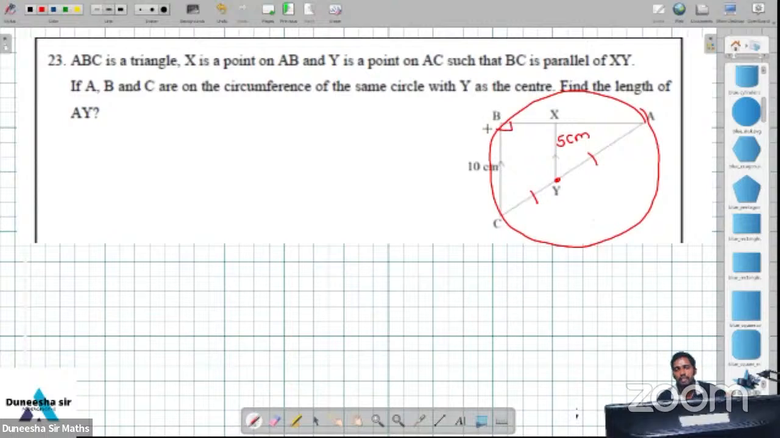This is also 90 degrees. Can you find out AY?